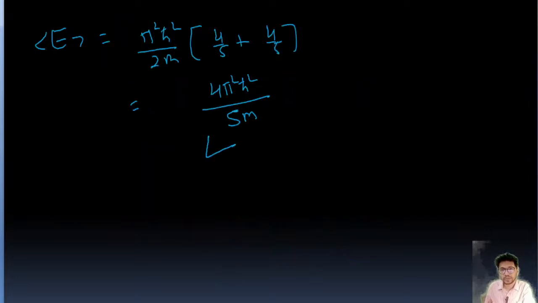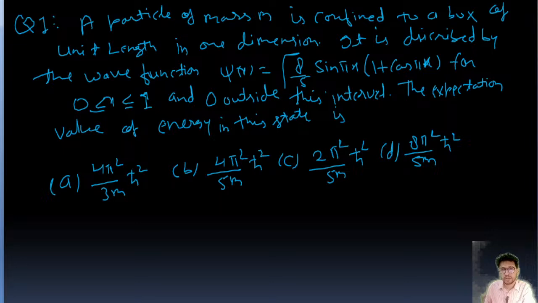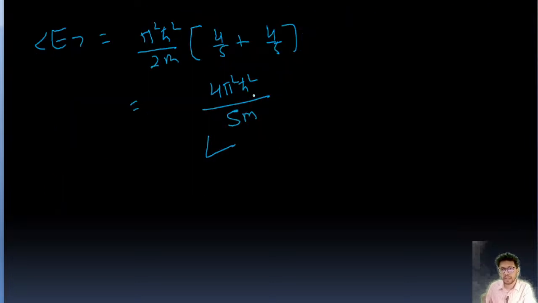And which option is matching? Let me just check. Option B is matching. 4 pi square h cut square upon 5m. Okay, so this is the answer. Next question, guys.